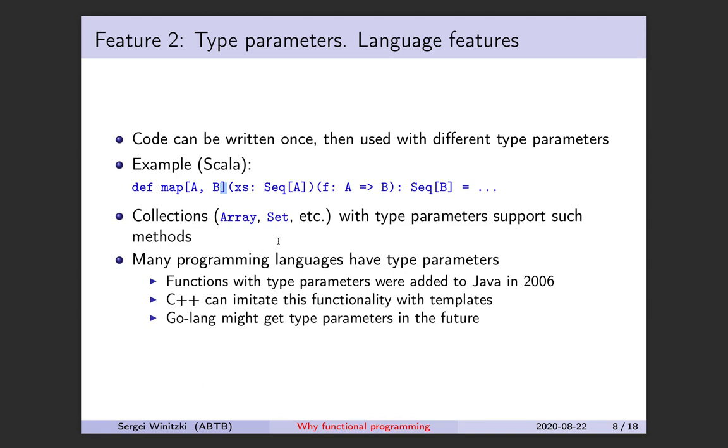Many programming languages have this feature of having type parameters and being able to write code once with type parameters and then using that code many times with different specific types set instead of type parameters. Java added this feature in 2006. C++ can imitate this feature with templates. Golang decided that this feature was not necessary and now is regretting that decision as far as I heard, and they might get type parameters in the future. All the languages of functional programming have this feature.